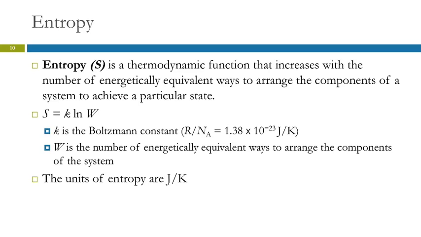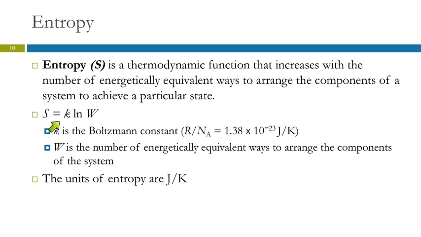So we use the symbol S for entropy. Have no idea why. It's a thermodynamic function that increases with the number of energetically equivalent ways to arrange the components of a system to achieve a particular state. So how many ways can the particles of the system be arranged and yet still have the same energy? That's what entropy is. So we can write an equation for entropy.